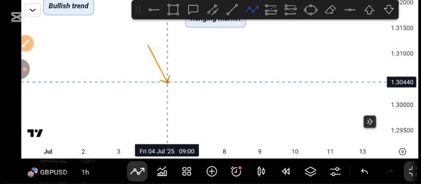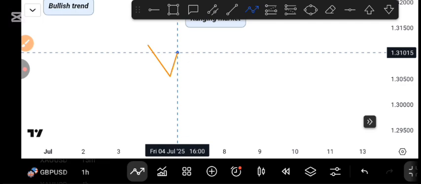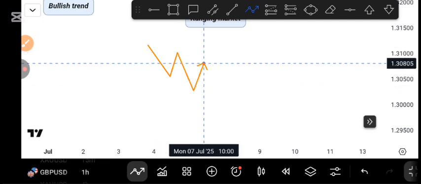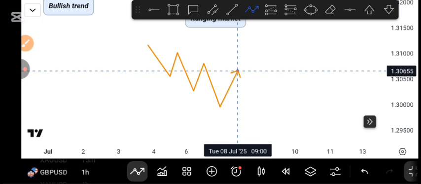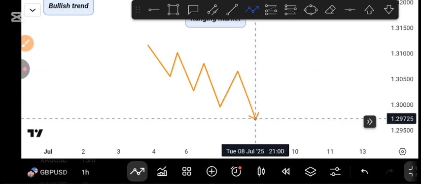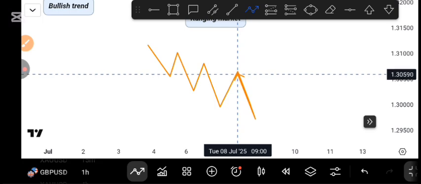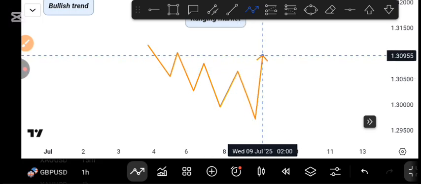So the market should keep creating new lows. This is the first low, we have the high, the second low, the lower high, the lower low, and the lower high. Now for this market to remain bearish, we don't want to see it break this previous high. If this market breaks this high, there is a chance that it is about to change its direction.